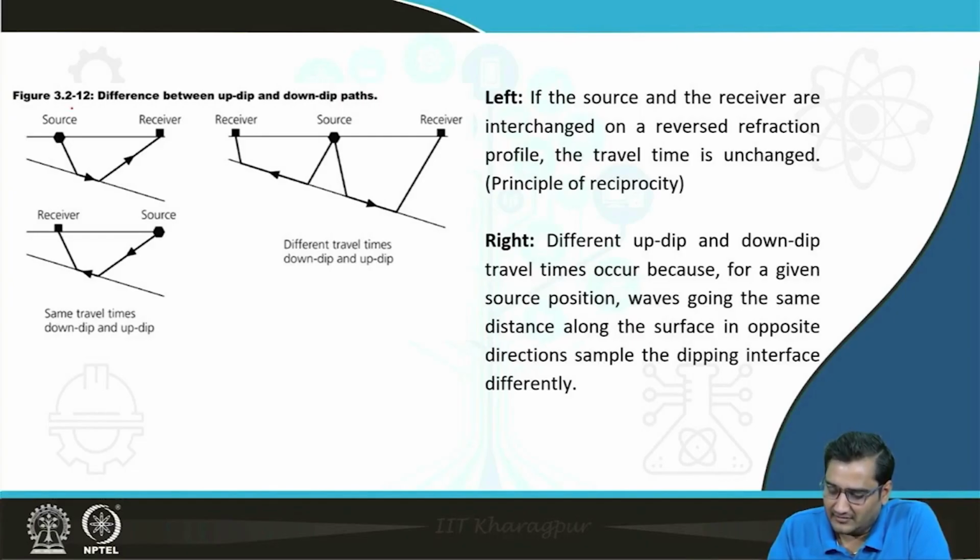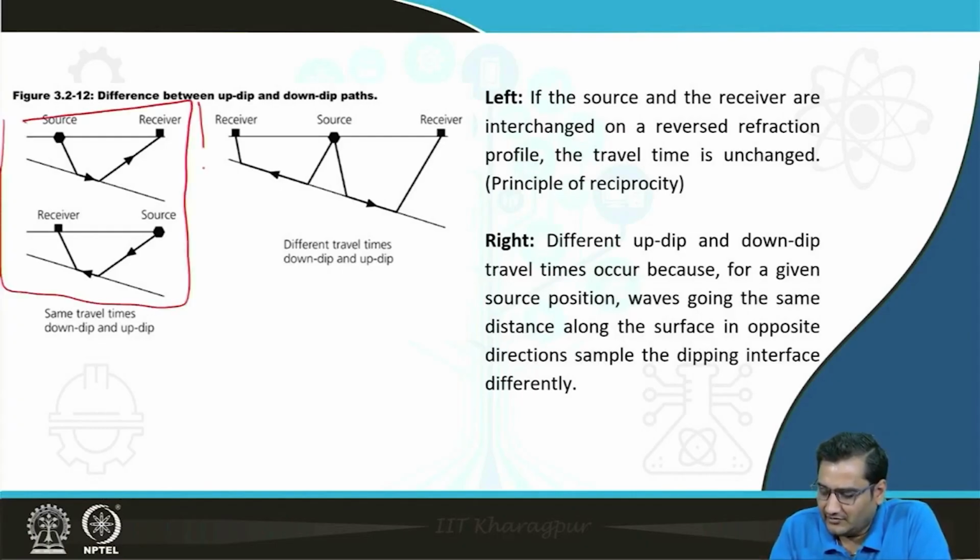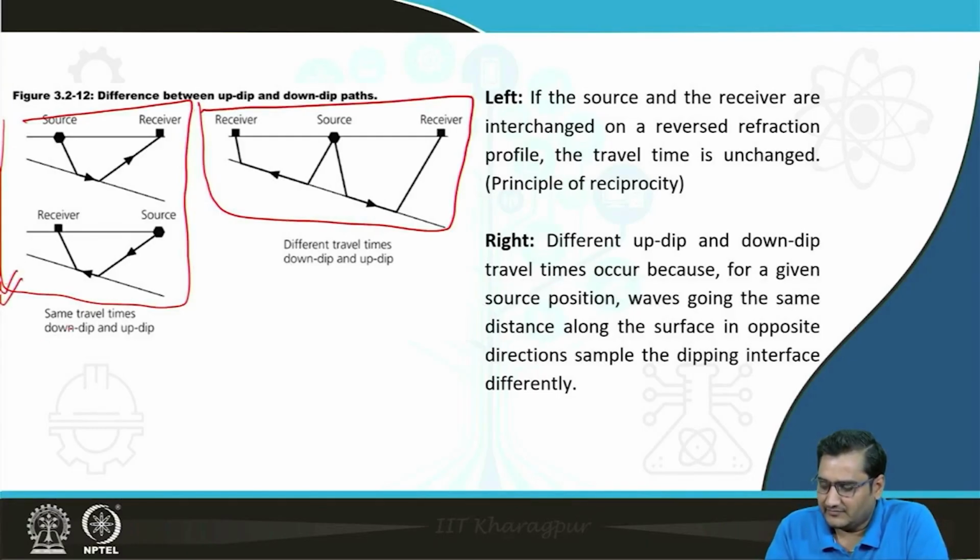There are two kinds of diagram. One is this one and another one is this one. Let's take the case of the first one. In this case, if the source and the receivers are interchanged on the reverse refraction profile, the travel time will remain unchanged. So basically what it is saying, if your source is here and receiver is here, whatever travel time you calculate will be similar to what you get if you interchange the positions of source and receiver.